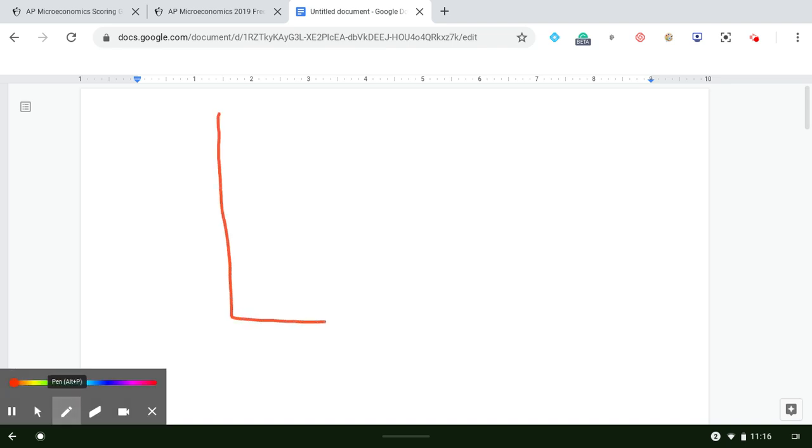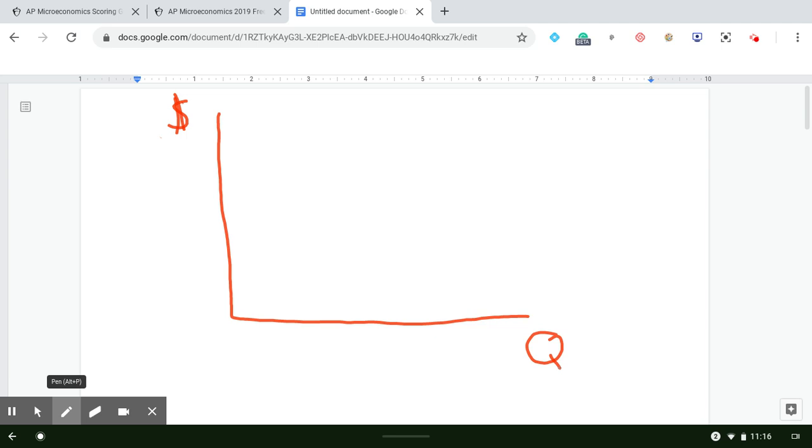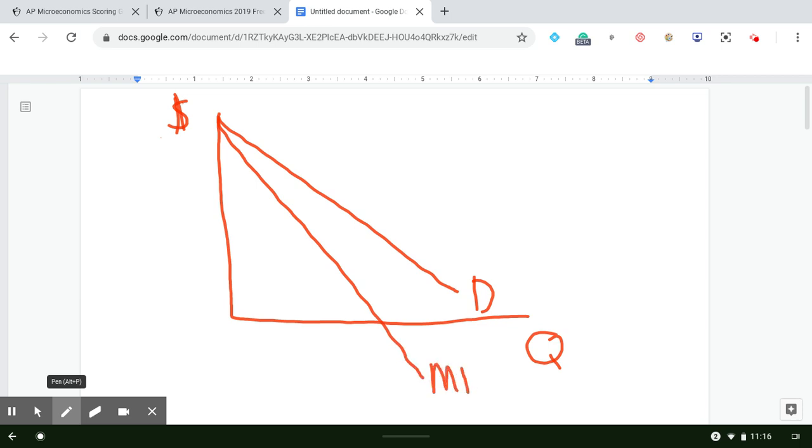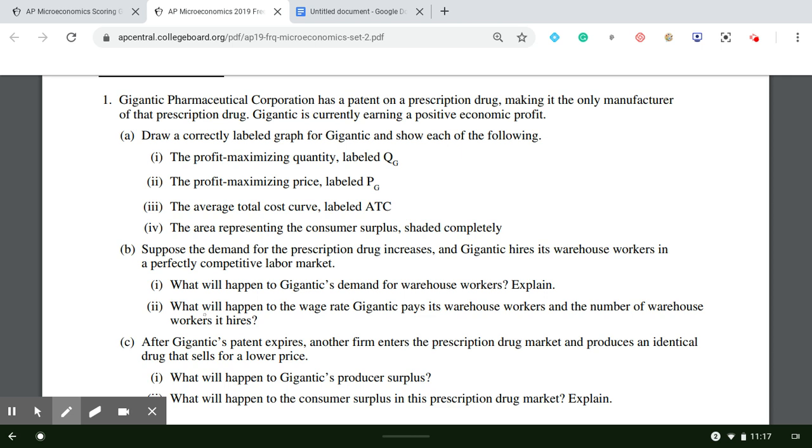I always like to put a little dollar sign on the vertical axis because it represents price or cost. And then, of course, the quantity. The monopolist is the market for the product, so it's a downward sloping demand, and there is a marginal revenue that is downward sloping as well. And we'll have this little check mark looking marginal cost curve. Where marginal revenue equals marginal cost is the profit maximizing point, Q sub G in this case.